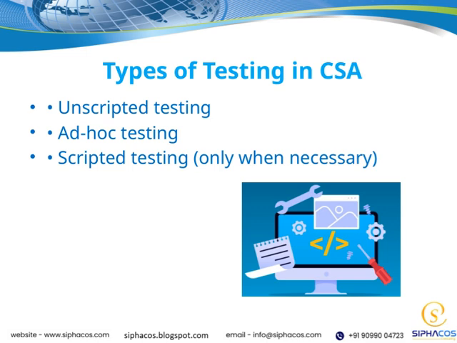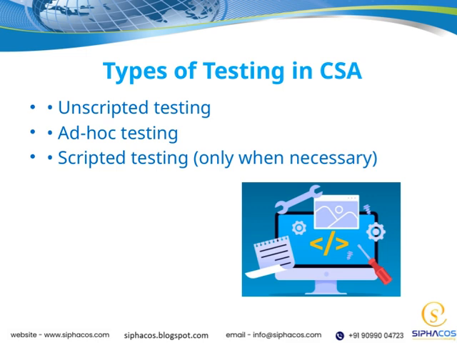Next, we have ad hoc testing, similar to unscripted testing, but often more informal. It's usually done on the fly, without formal documentation, allowing testers to investigate specific areas quickly and flexibly. Then there's scripted testing, which involves following specific test scripts or cases. We typically use this when we need consistency and repeatability, especially for regression testing or verifying specific functionalities.